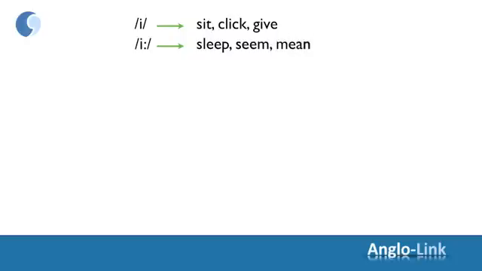Okay, let's move on to our third pair. That's the short I, as in sit, click, give, and the long E, as in sleep, seem, mean. Let's hear the difference between the sound short I and long E in minimal pairs.